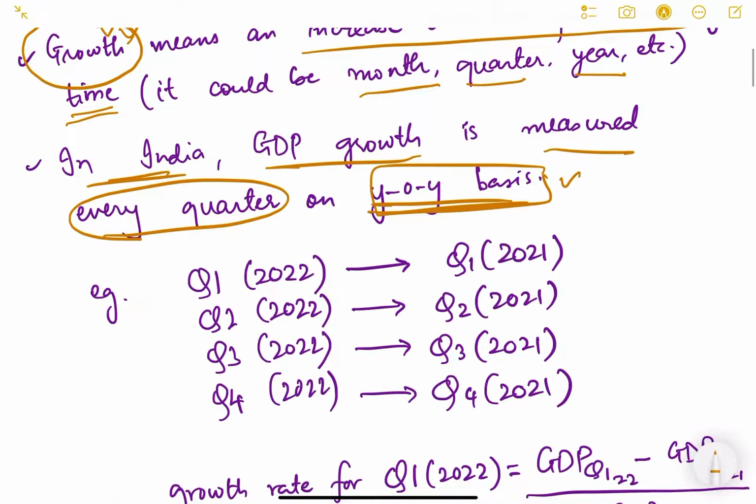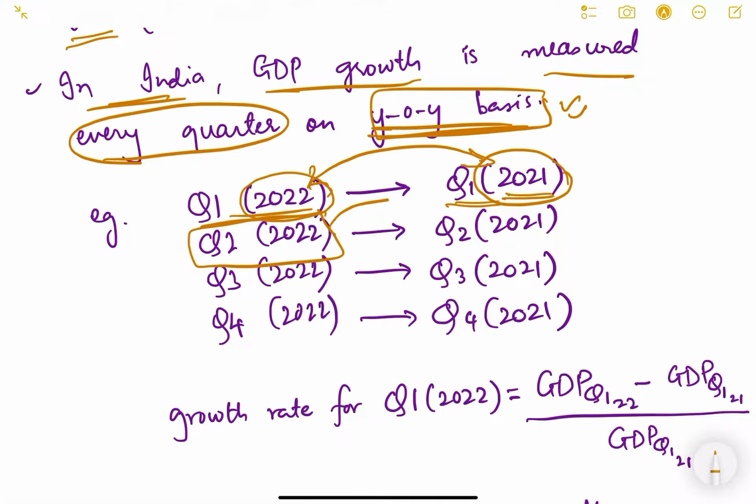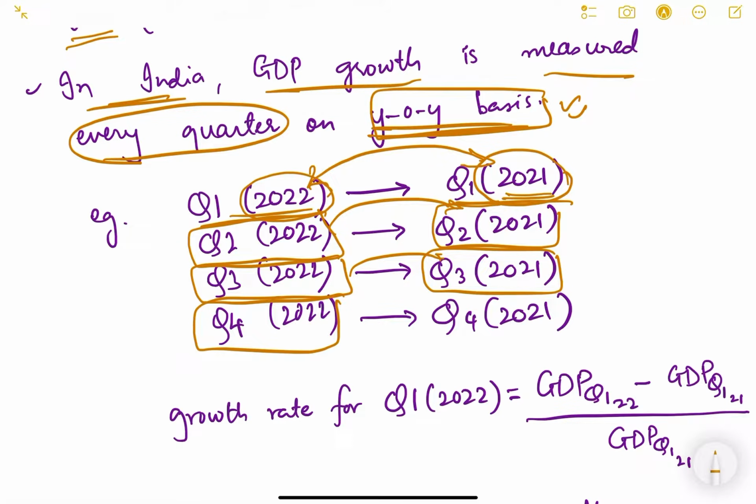I have already explained to you the meaning of year on year. What is the meaning? It means that quarter 1 of 2022 will be compared with quarter 1 of 2021. Okay, we will see this growth over 1 year, but of quarters. Quarter 2 will be compared with quarter 2 of 2021. Quarter 3 of 2022 will be compared with quarter 3 of 2021, and quarter 4 of 2022 will be compared with quarter 4 of 2021, like this.